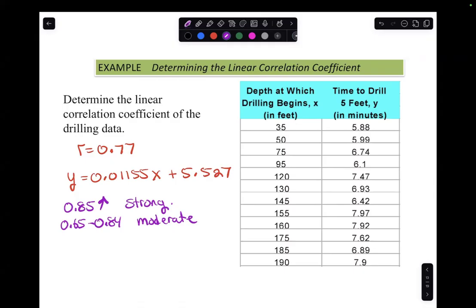No one's going to get mad at you for saying moderately strong or moderately weak or any of that. Nobody's going to get mad at you for that. But I'm going to start getting to the moderately weak when I get to about 0.45 to about 0.64. I would probably call this moderately weak.